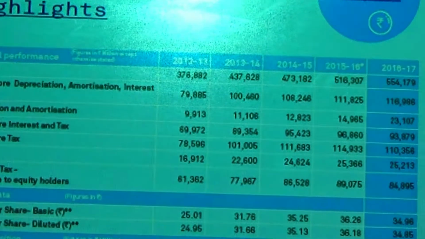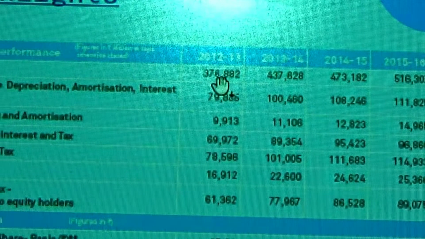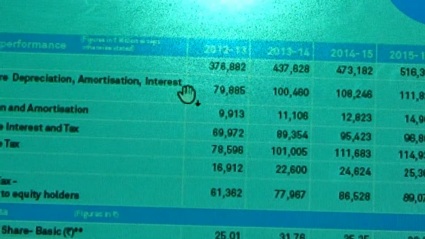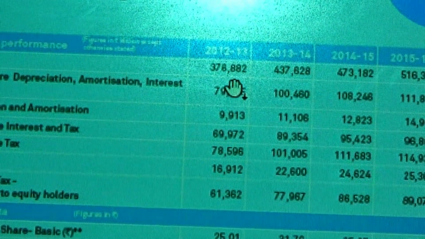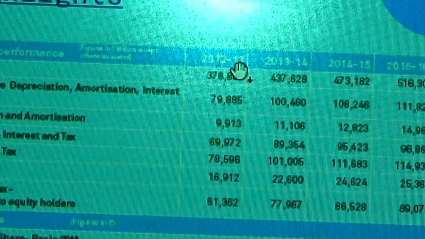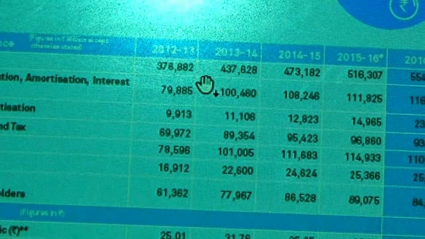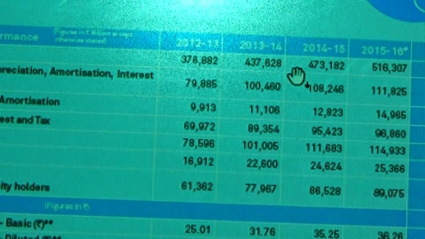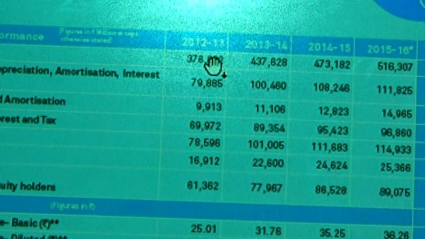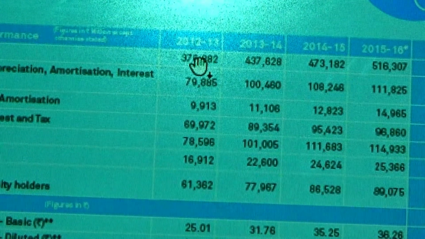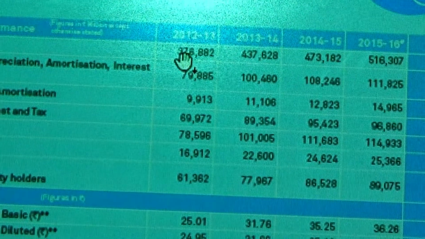The revenue you can see has grown very significantly. More than 40% revenue has grown in the last almost 5 years, and consistently they have grown year on year, at least by almost 10 to 15% every year. There is a consistency maintained in the revenue growth.